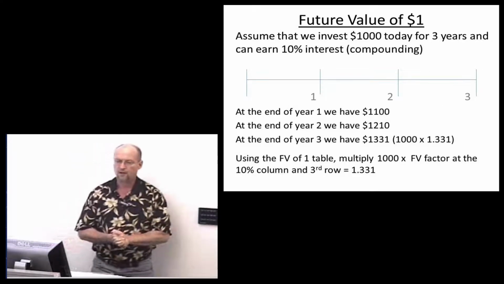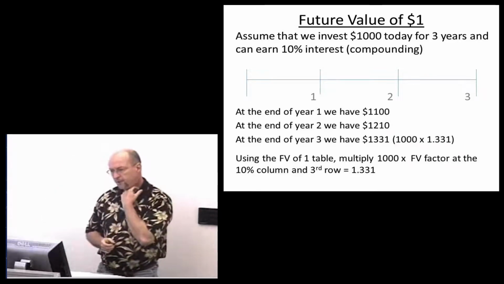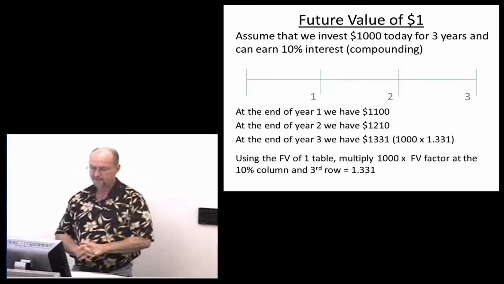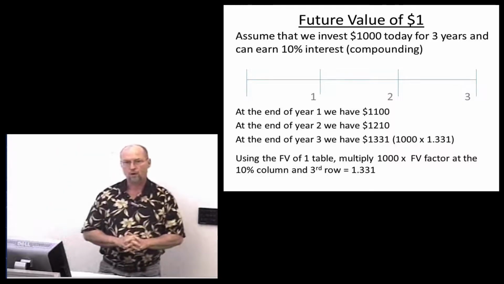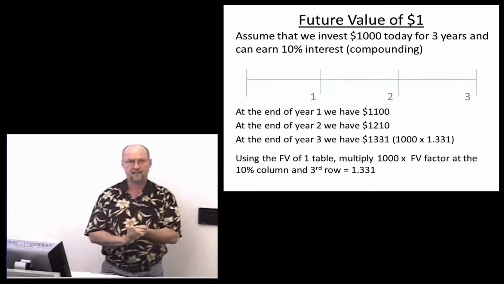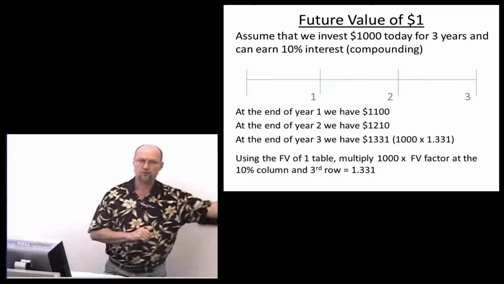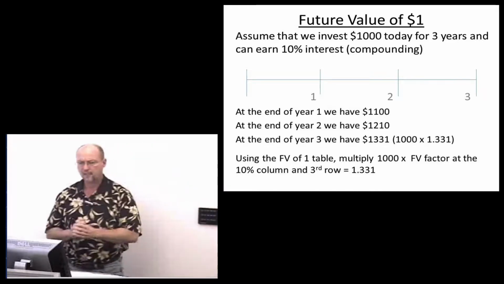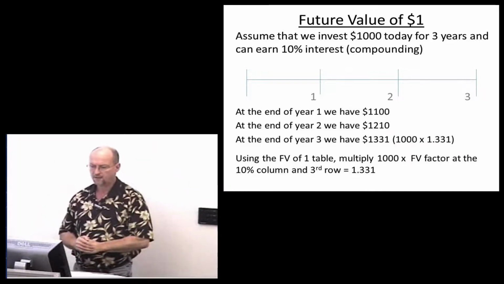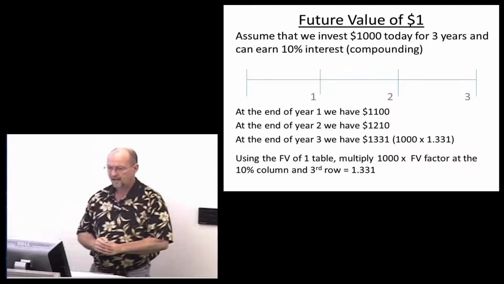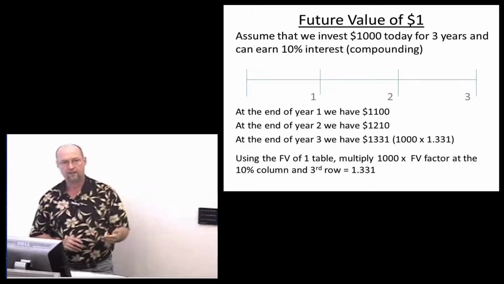Okay, so let's first talk about the future value. Now, notice it says the future value of 1. And what that means is, and sometimes they'll use the term lump sum. We're going to invest a certain amount of money in the bank today, just one time, and we're going to see what is it going to be worth a year, 2, 3, 4 years down the road. So let's take a look at this example. Assume that we invest $1,000 today for 3 years, and we can earn 10% interest, assuming what's called annual compounding.